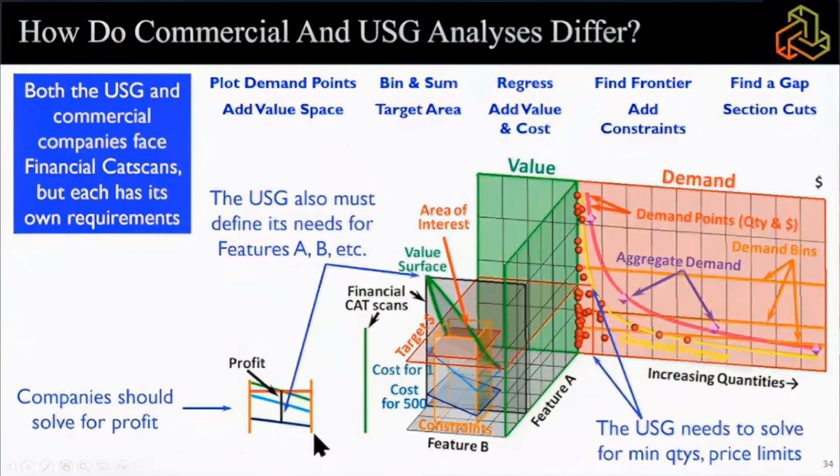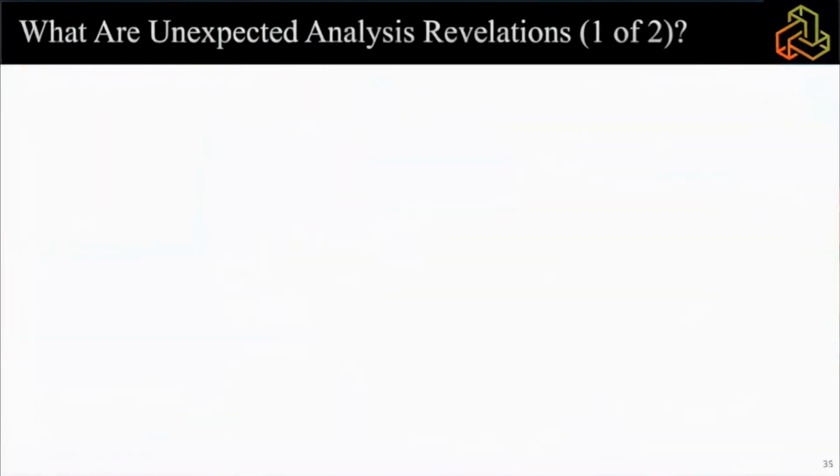And the government, I maintain and submit to you, ladies and gentlemen, needs to be doing the same thing to figure out what it can get for each of features A and B relative to this type of analysis. So we've solved here for quantity, price, feature A, feature B, cost of 1, cost of 500, and the value for this, and the profit for the government, or I should say the profit for the companies. This is something I think we ought to put into standard practice.